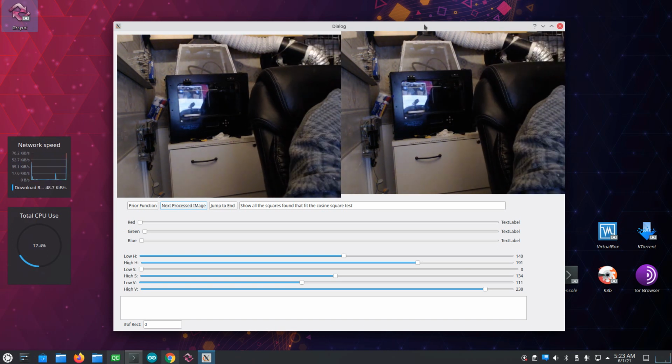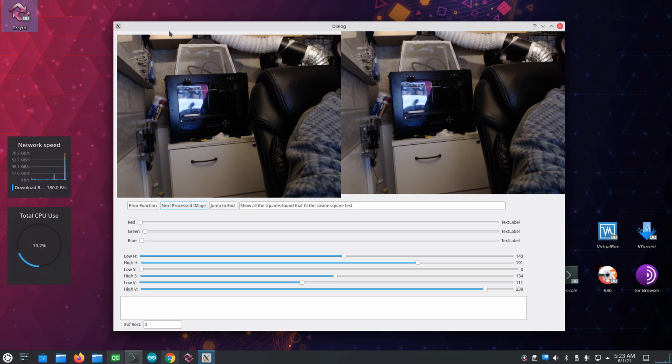Now I can judge the distance with a formula by the size of the square.